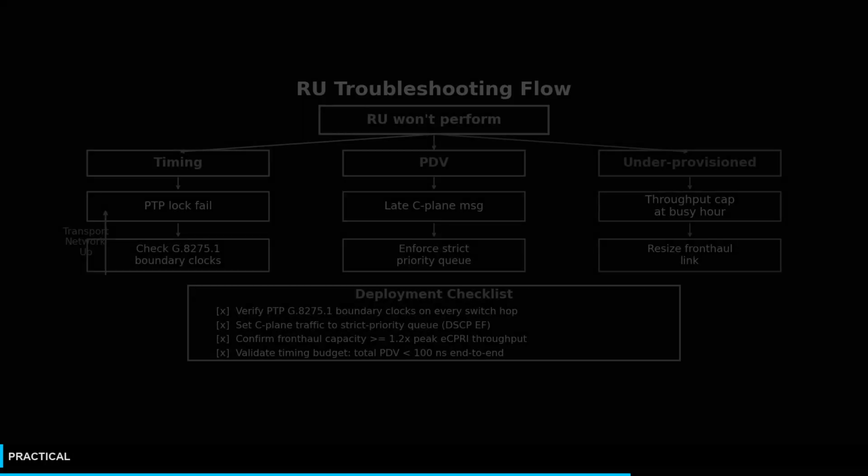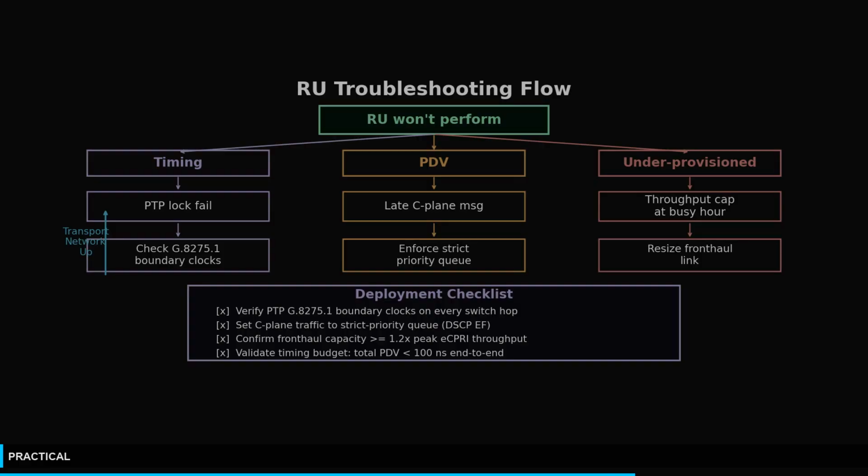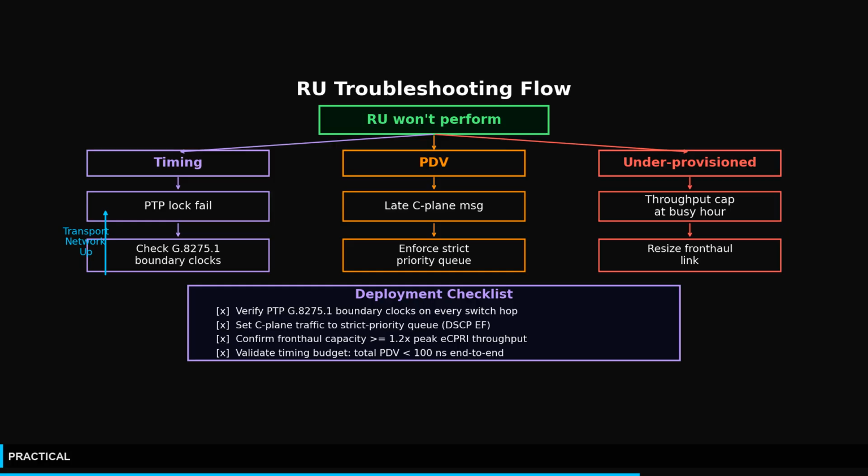Now let's bring this into the field, because the theory meets reality at the transport network. When a 7.2x deployment fails, it usually fails in one of 3 predictable ways. First, timing. Your S-plane uses PTP. If your transport switches aren't PTP-aware boundary clocks, timing error accumulates across hops. The classic symptom: the RU comes up, M-plane connects fine, but the cell never goes on air, or it drops intermittently. Always check your PTP lock state and your time error budget before you blame the radio.